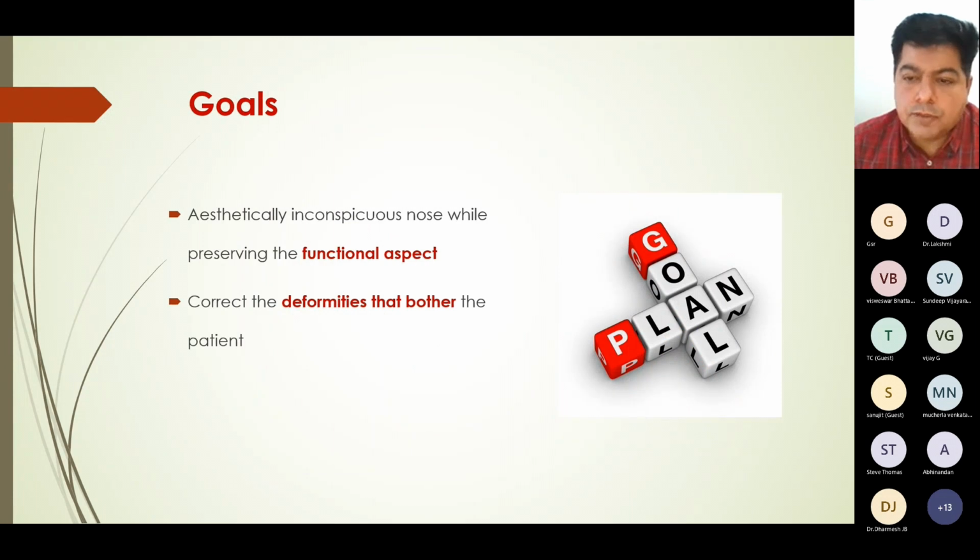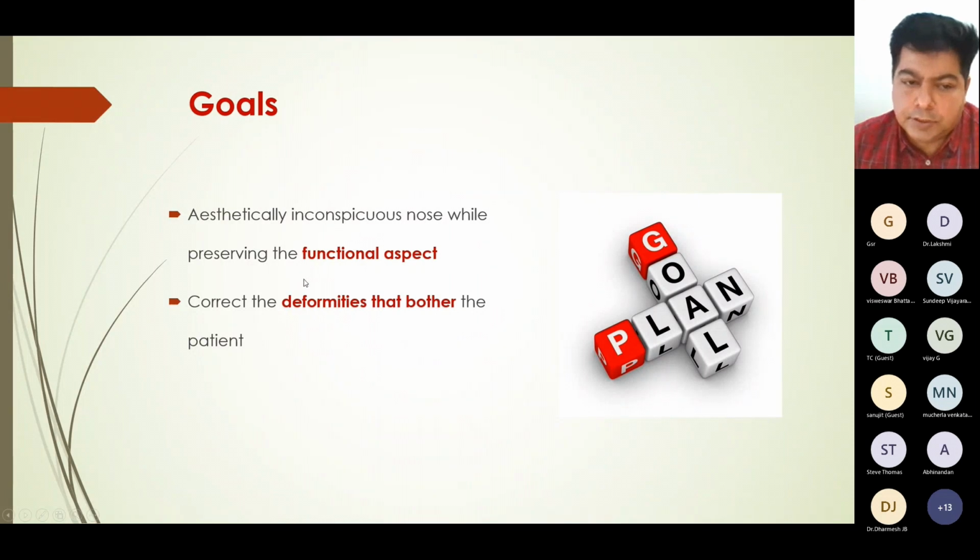So what is our goal? Our goal is to have a nose which is not very conspicuous. Most of the patients are bothered because either the nose is not matching that ethnicity or they have some deformity. But we have to do this while preserving the functional aspect of the nose. We have to give very much importance to this aspect. In case the patient has some airway obstruction after the surgery, he or she is not going to appreciate the results which you have tried to achieve.